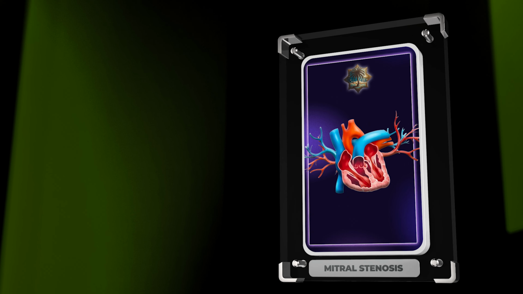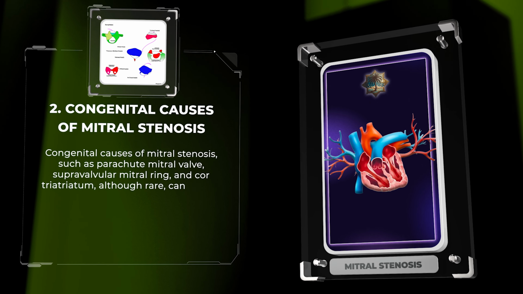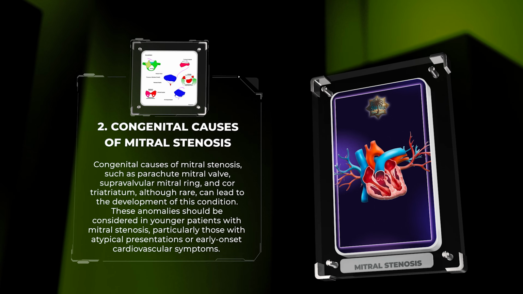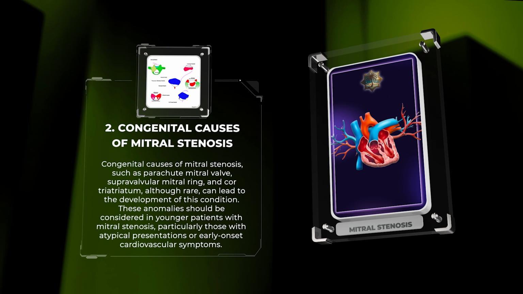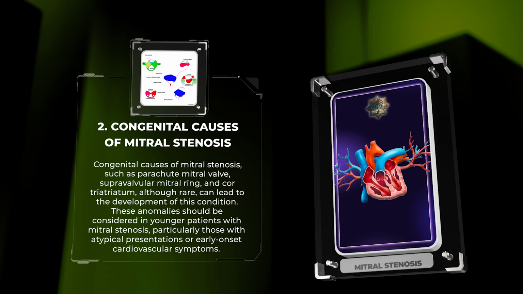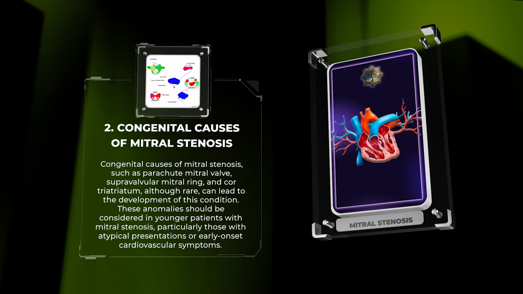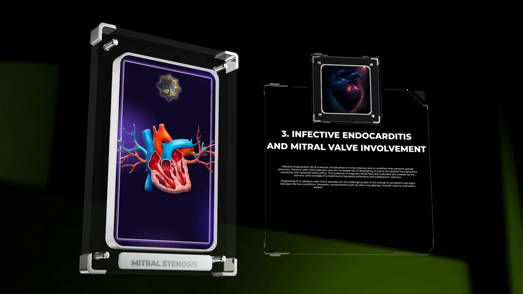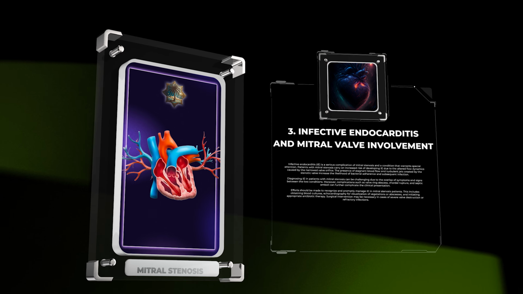Congenital causes of mitral stenosis, such as parachute mitral valve, supravalvular mitral ring, and cor triatriatum, although rare, can lead to the development of this condition. These anomalies should be considered in younger patients with mitral stenosis, particularly those with atypical presentations or early onset cardiovascular symptoms. Infective endocarditis, IE, is a serious complication of mitral stenosis and a condition that warrants special attention.